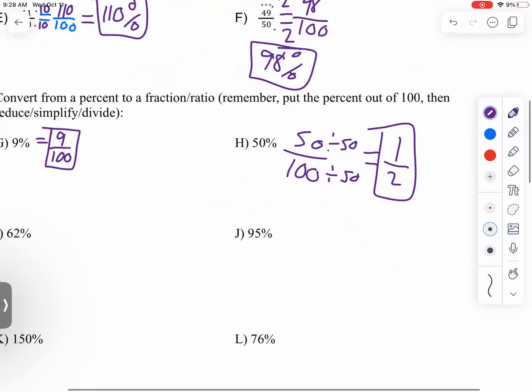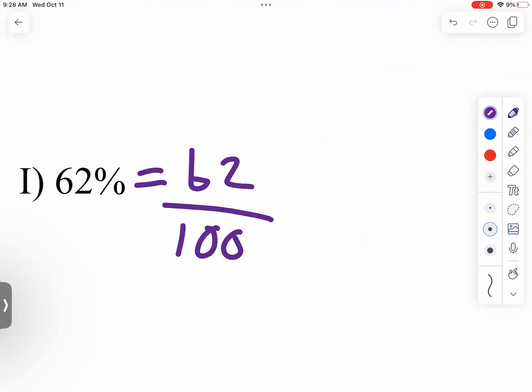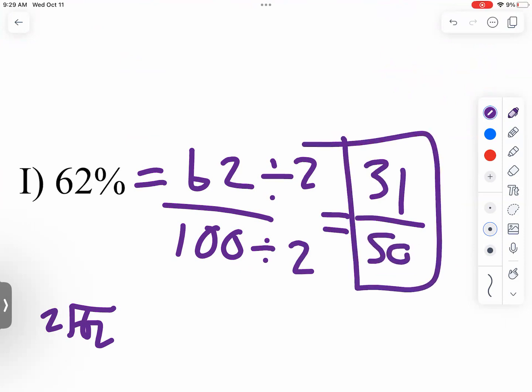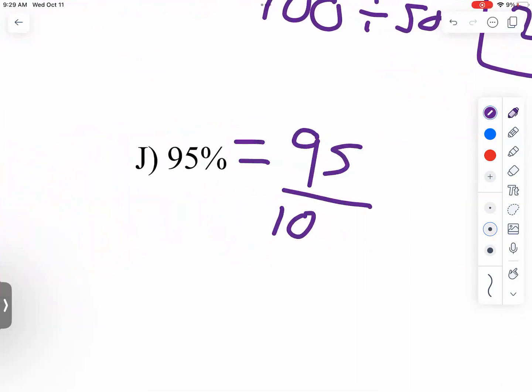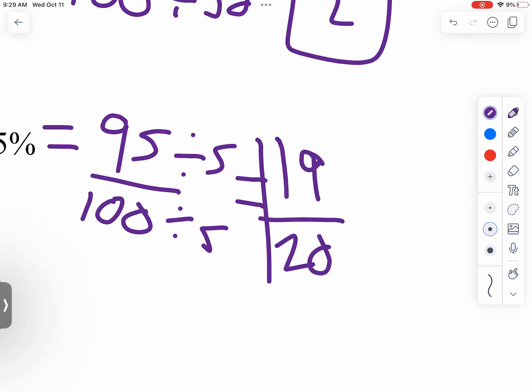Again, you need to memorize them. Next one. So we start by putting 62 over 100. Okay, well, what'll go into both those? I think 2. So go to the side and divide 2 into 62, and you're going to find that that is 31. All right, so 31 over 50. Next one's 95%. So start by writing it over 100. Common factor of 95 and 100 is going to be 5. 95 divided by 5 is 19, and 100 divided by 5 is 20.